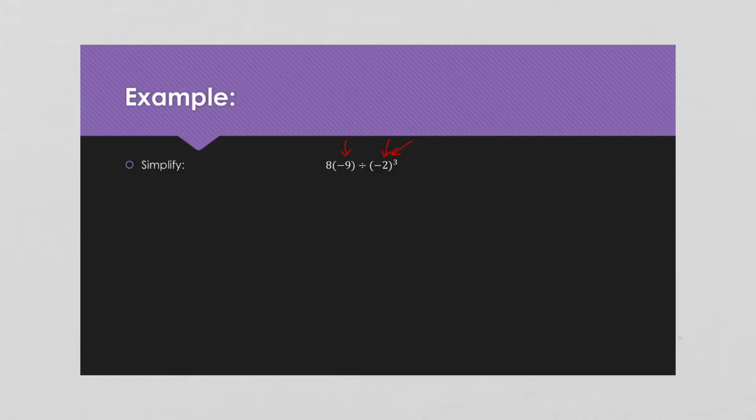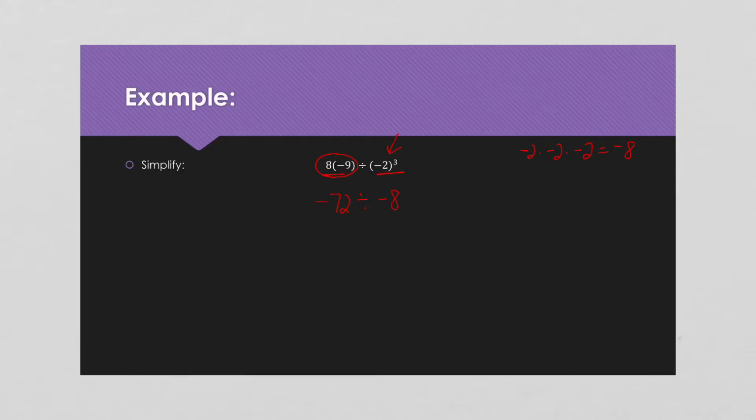So in this case, yes, I could do this and this all in the same step. It won't hurt anything because they don't overlap. But in all actuality, you should do this one first because it has exponents. All right. Again, it doesn't hurt to do these in the same step because they do not overlap. So we can go ahead and multiply 8 times negative 9, which is negative 72. Negative 2 raised to the 3rd power. Off to the side, I'm going to do negative 2 times negative 2 times negative 2, which is negative 8.